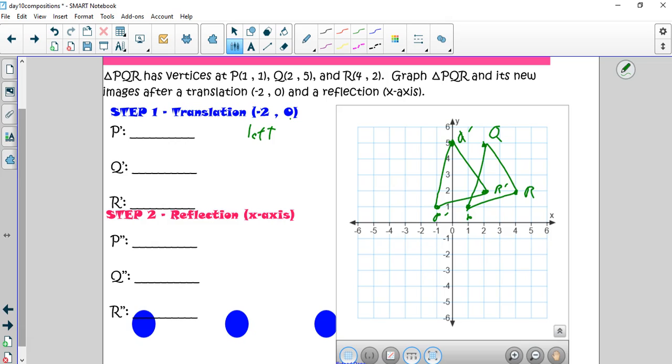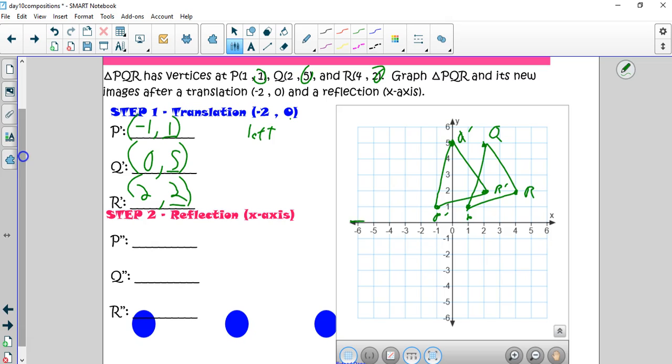That's it. So we just slid it over. So P prime is at (negative 1, 1). And Q prime is at (0, 5). And R prime is at (2, 2). So our y's did not change. Notice, 1, 5, 2, 1, 5, 2. Only thing that changed was the x's because we moved the whole thing to the left. We did not move up or down.